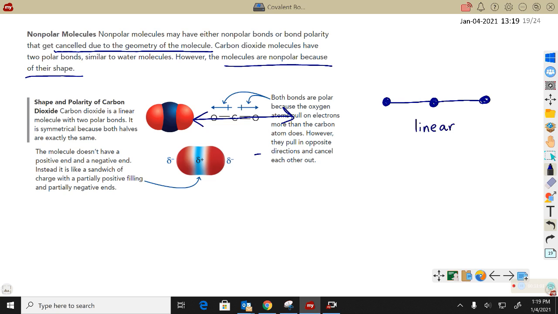Linear molecules have an equal arrangement around the center. So as long as I have equal poles, the structure gives me equal angles. So I could be pulling out this way, but if I have an equal pull in the opposite direction, it cancels. And that leaves me then with a nonpolar molecule. Even though the bonds individually might be a little polar, if they cancel each other out due to their arrangement around the center, you could be left with a nonpolar molecule.